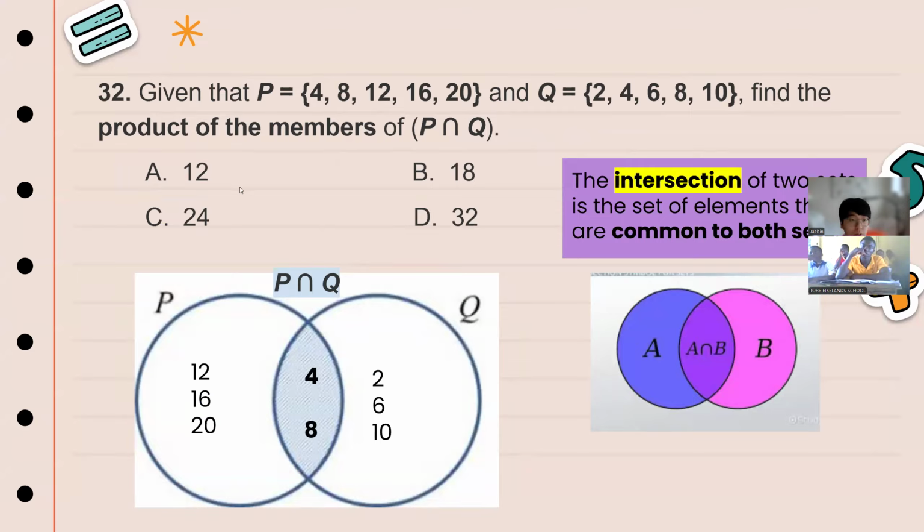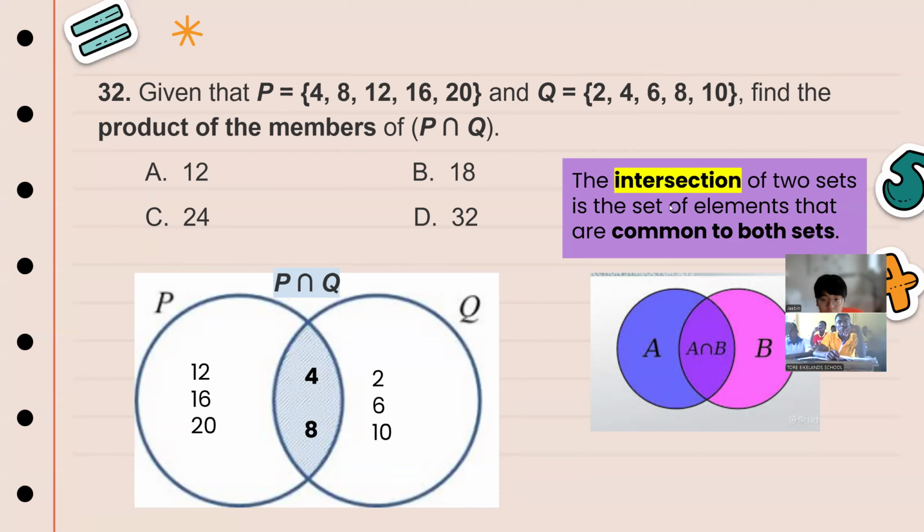So 32. Given that the set P equals 4, 8, 12, 16, and 20, and set Q equals 2, 4, 6, 8, 10, can you find the product of the numbers in P intersection Q? So this means P intersection Q, and the intersection of two sets is the set of elements that are common to both sets.